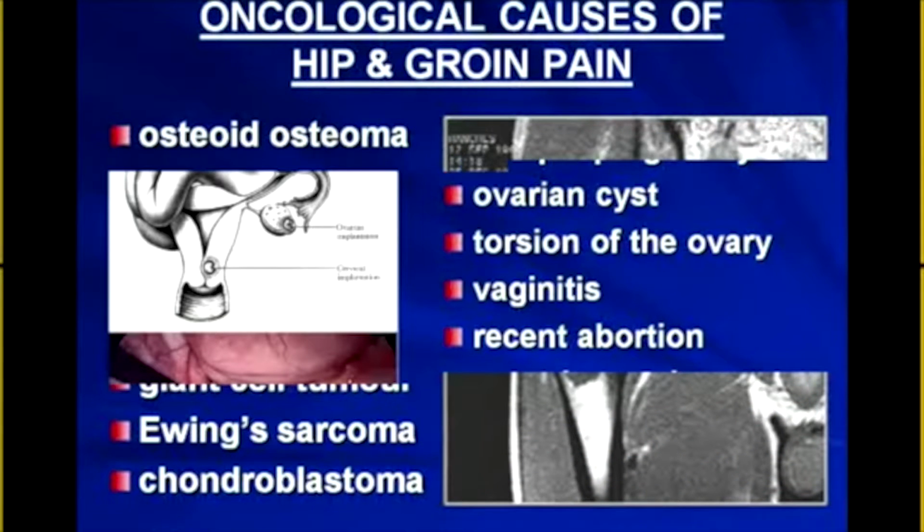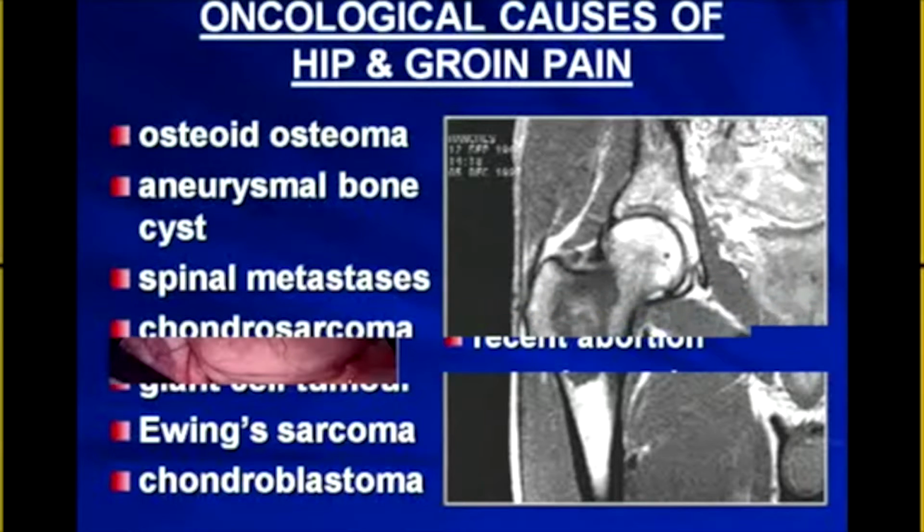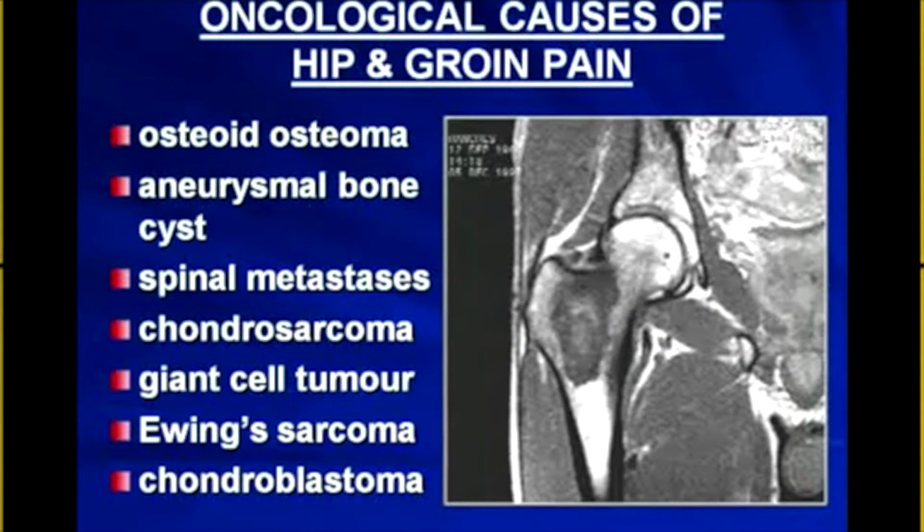We also have to consider oncological causes of hip and groin pain. So osteoid sarcomas, or osteoid osteomas, bone tumors, aneurysmal bone cysts, which is what is shown in this X-ray, spinal metastases, so bone pain that has metastasized from the lumbar spine, particularly to the hip, is a favorite target area. Chondrosarcoma, which is one of young adults that affects the cartilage, and giant cell tumor, Ewing's sarcoma, chondroblastoma. These are all tumors that affect the hip and groin pain.